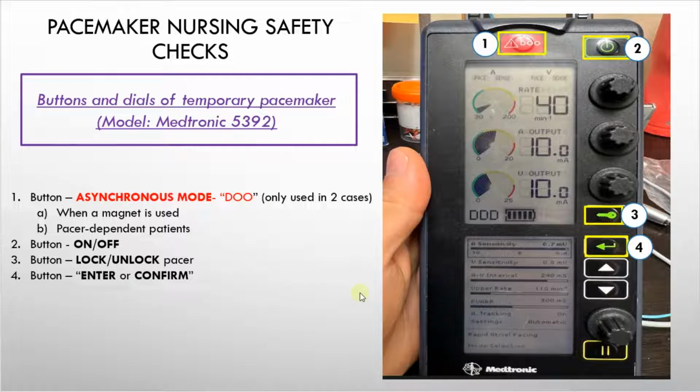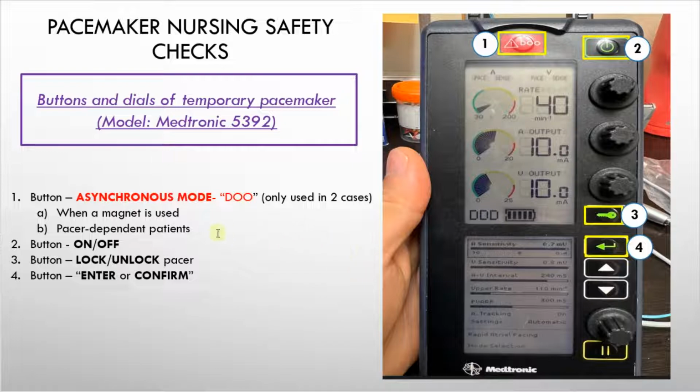Now let's go through some of the safety checklists that we have. The first button on the top here of the Medtronic pacemaker box that we're talking about is where the DOO mode is, our asynchronous mode. Okay, and the asynchronous mode is usually used in two cases. One, if there's a magnet involved, or any sort of magnetism involved. For example, if the patient needs to go for an MRI, right? Because magnetic waves interfere with sensitivity, which is why in this mode, since it turns off sensitivity, we can only focus on pacing the patient during, for example, the MRI.